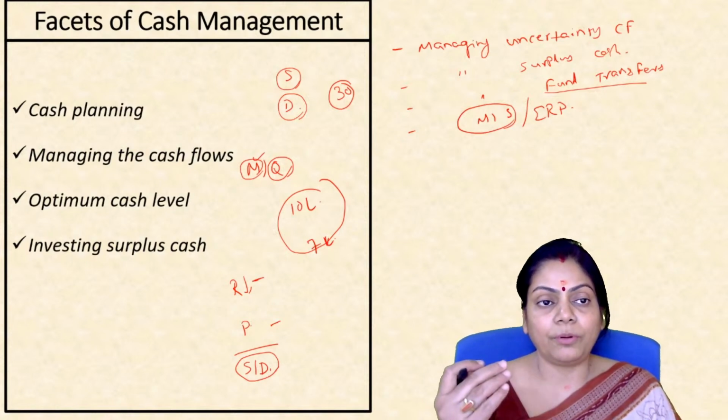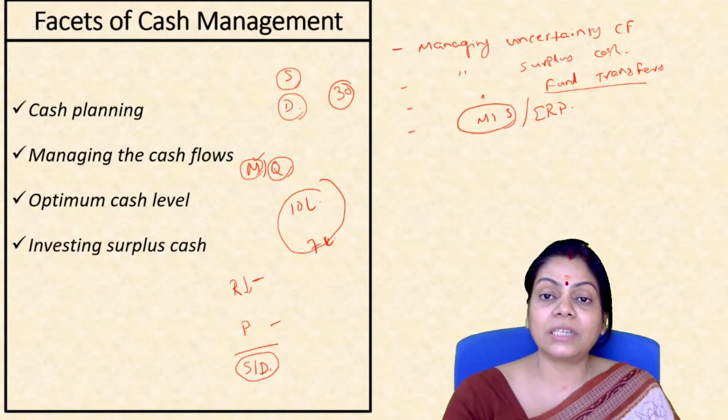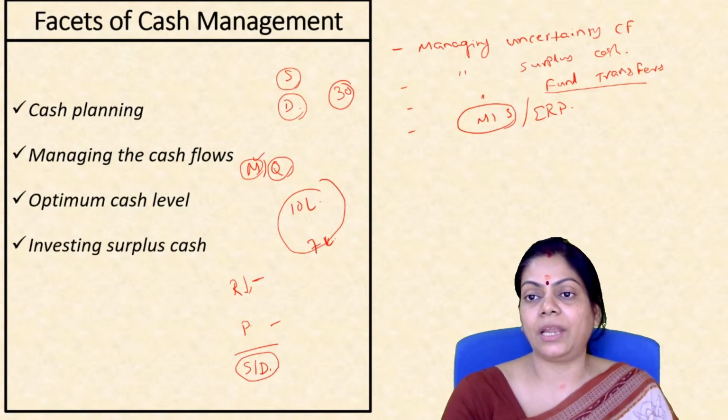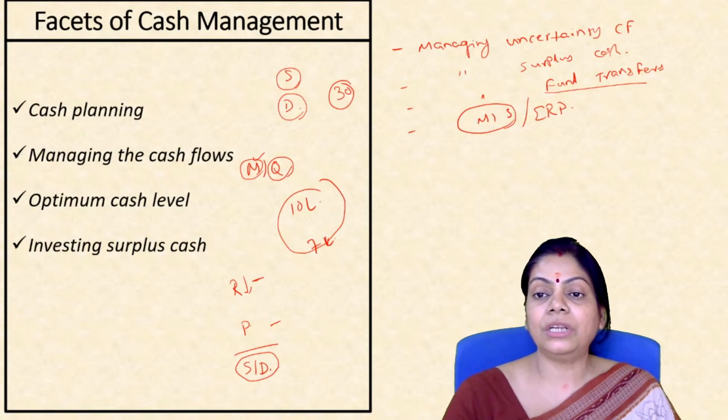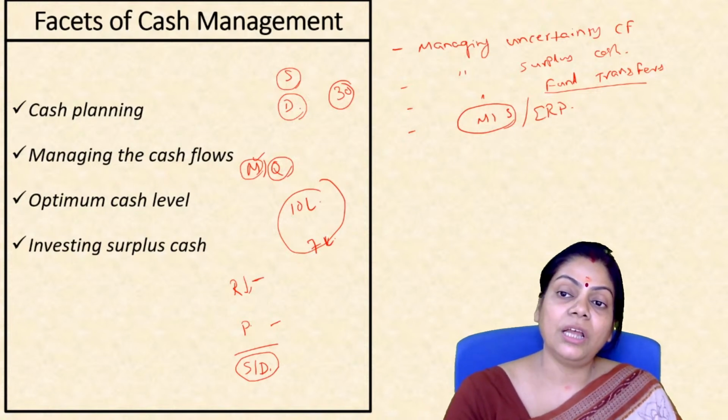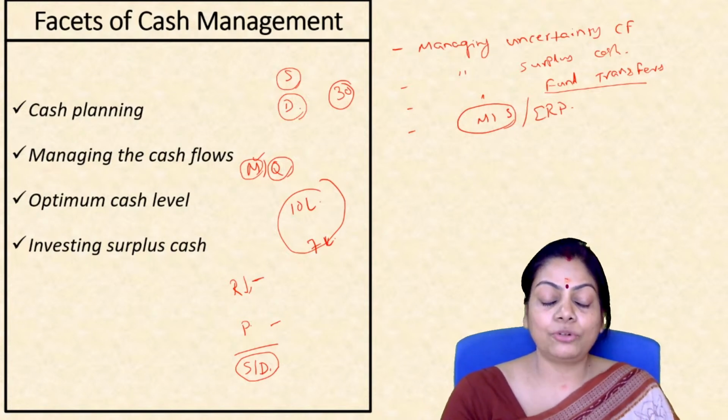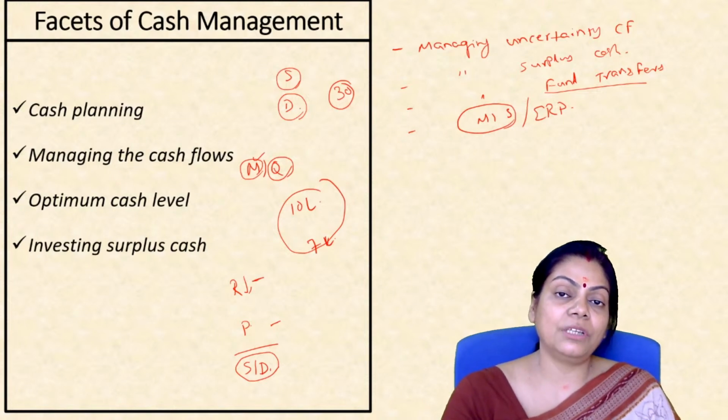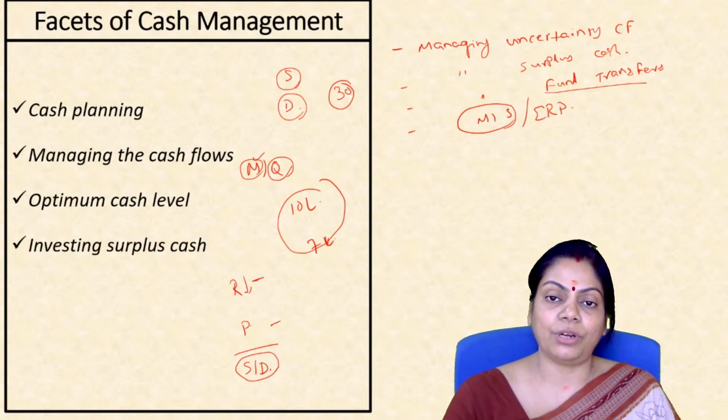So if the manager takes care of these four aspects of cash planning: how to deal with the uncertainty, what to do with the surplus, how to manage the internal fund transfer, and how to monitor it closely through the MIS. If he takes care of these four aspects, then probably the cash management will be very efficient in an organization.